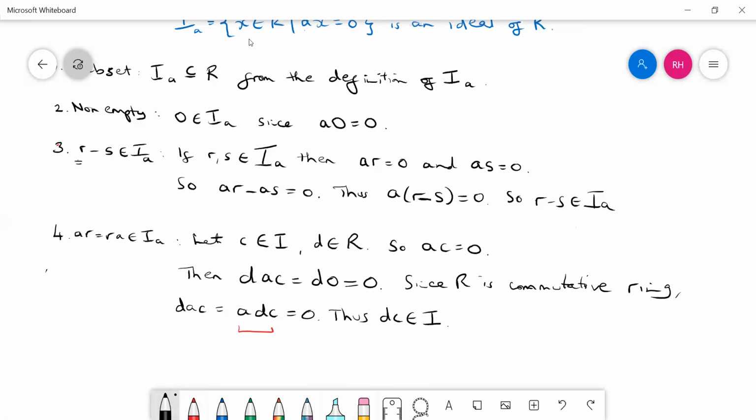Because we've got this thing that when we multiply A by it, we get 0. So that also, well, we've just said it's commutative. So CD is equal to DC. So CD is also an element of I. So we've done what we wanted to do.